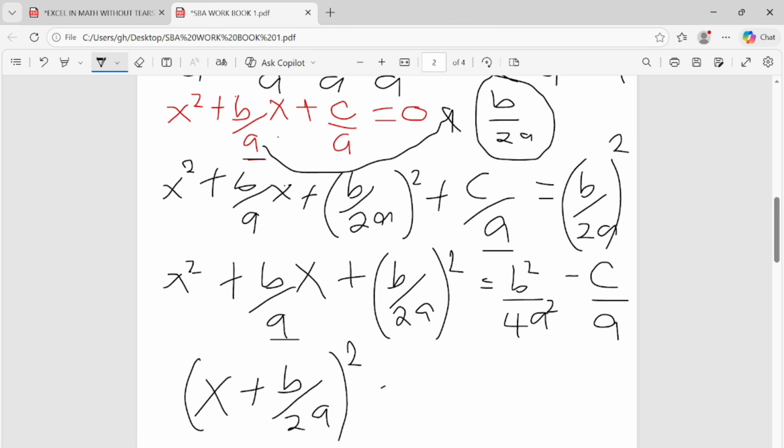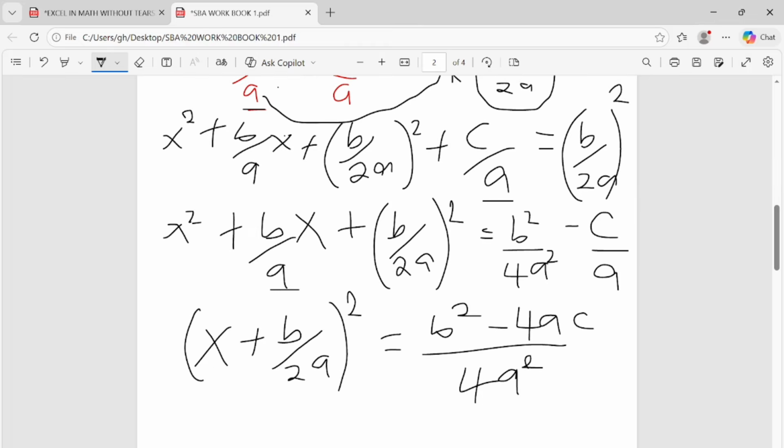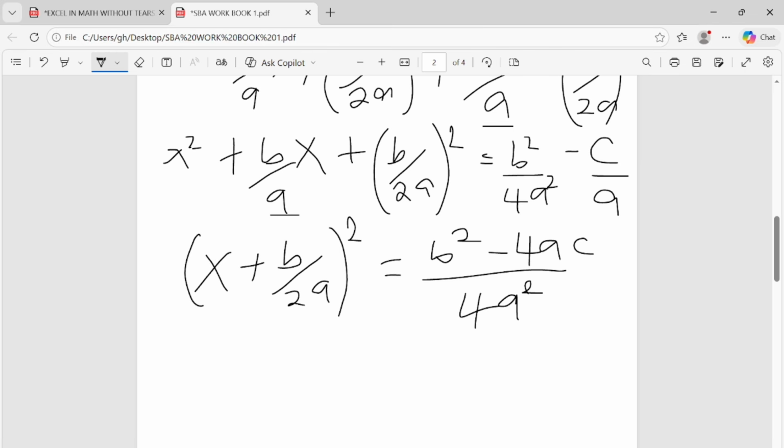So this will be equal to, make the LCM here. LCM here will be 4a squared. So with LCM 4a squared, divide it here, you come up with b squared, and then divide it here, you come up with 4ac. So now after getting our 4ac, you realize that we need to eliminate the square here. So how do we eliminate the square?